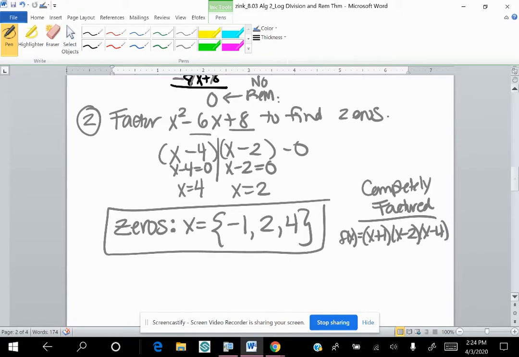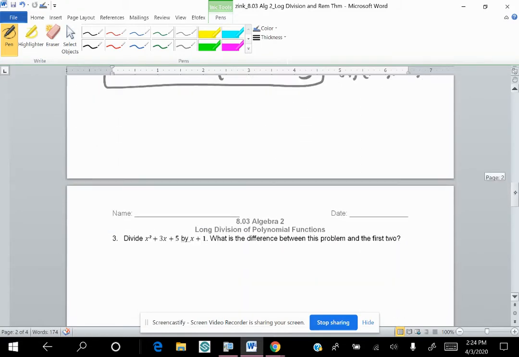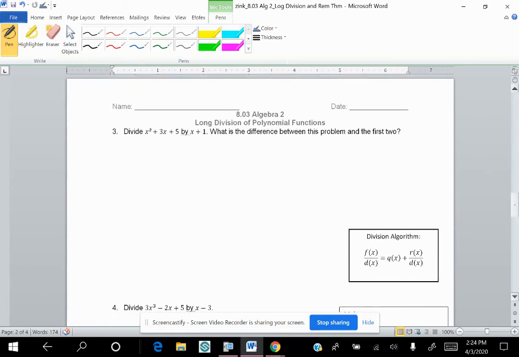All right, the next one, number 3. I'm actually going to show it to you a different way, just so you know for your homework. I think you've got a couple of these written like this. This is the same thing, just written a different way. So x squared plus 3x plus 5 divided by x plus 1. Same thing.